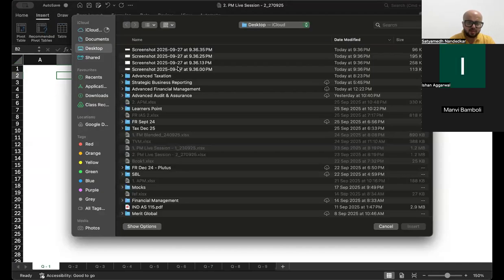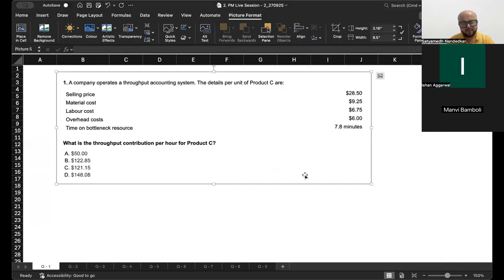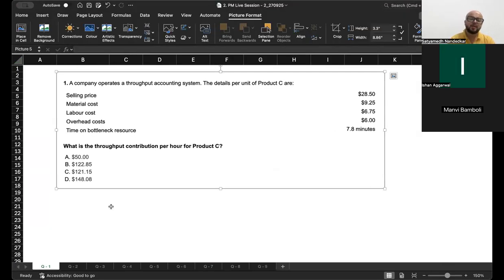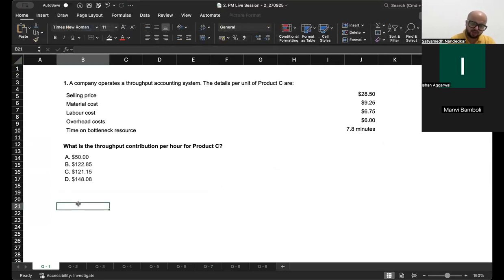Okay, this is an interesting question. Simple. A company operates a throughput accounting system. The details per unit of product C are selling price, material cost, labor cost, overhead cost, and time on the bottleneck resource. What is throughput contribution per hour for product C?